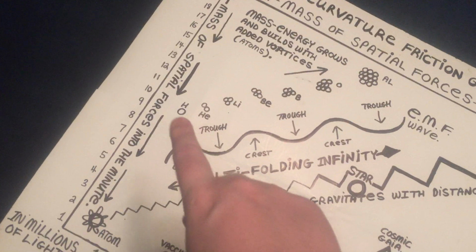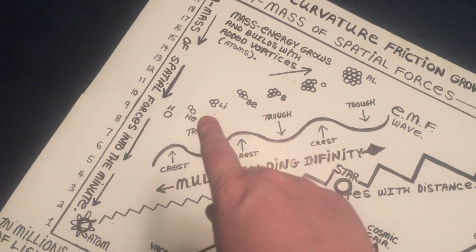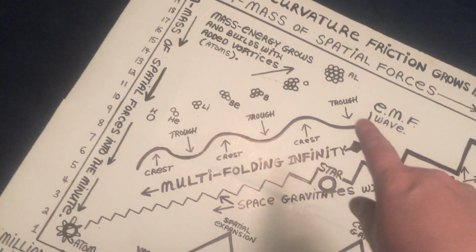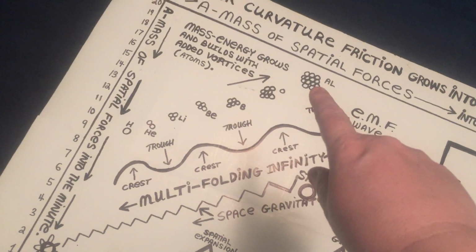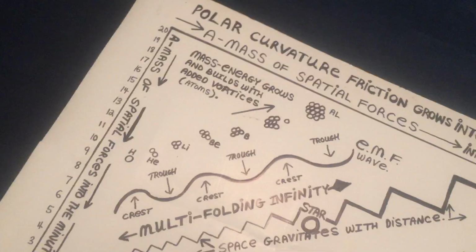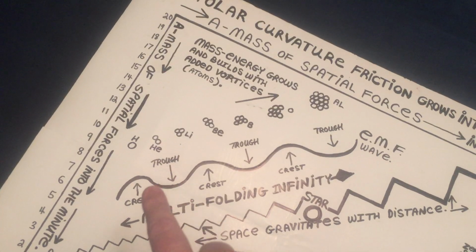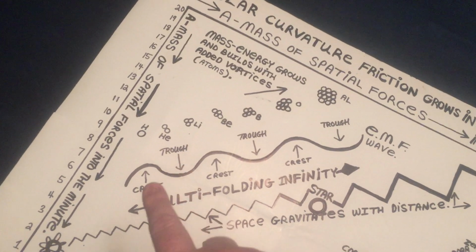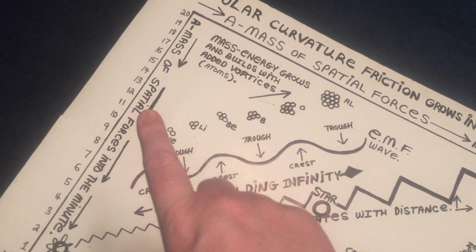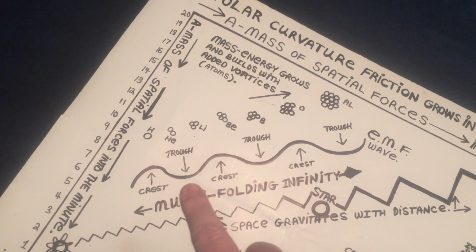Here we have the different forms of molecules, starting from the very simple hydrogen, helium, lithium, so on and so forth, into higher and higher complexities of molecules and atoms. The crest and the trough is one representative of the two curvatures of the universe. One curvature that moves in an upward dimension, and the other that moves in a trough-like dimension.